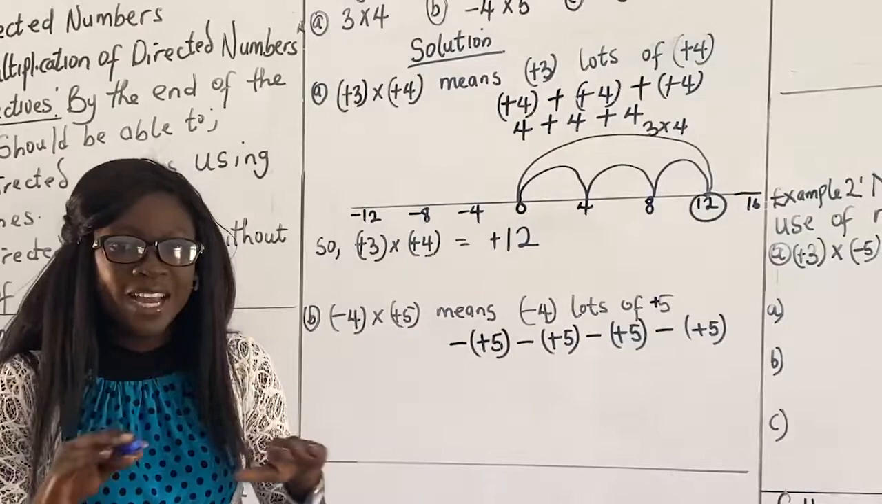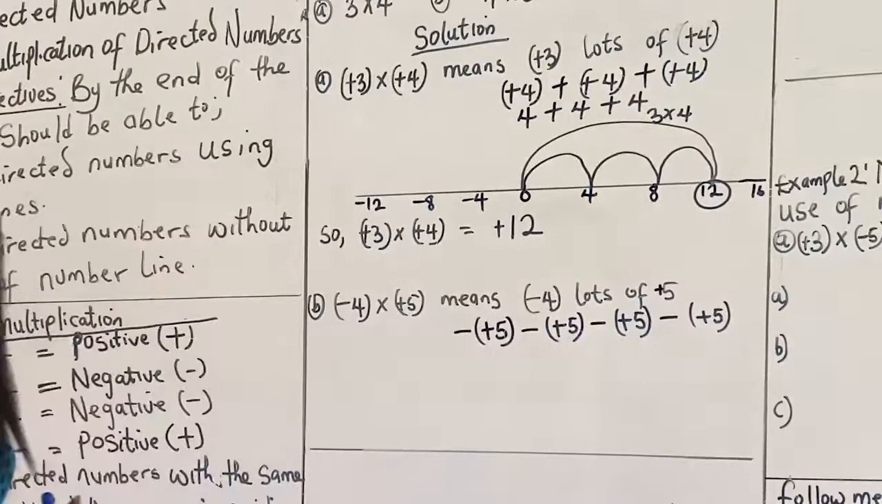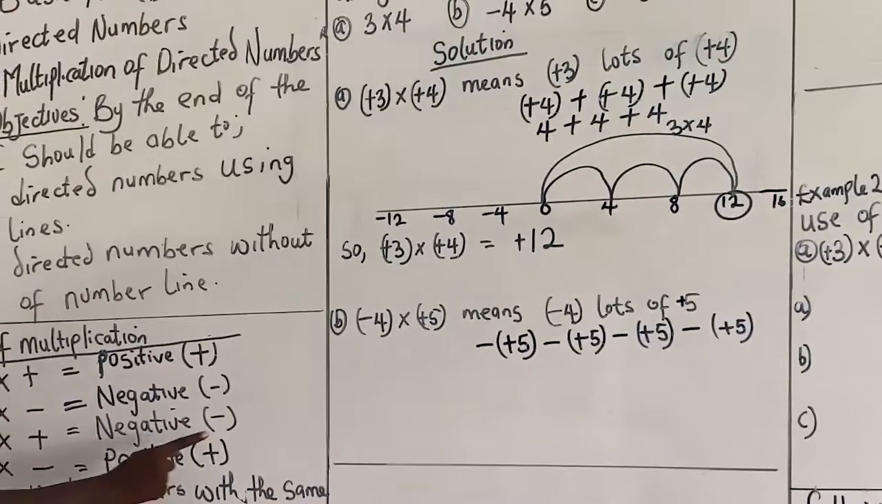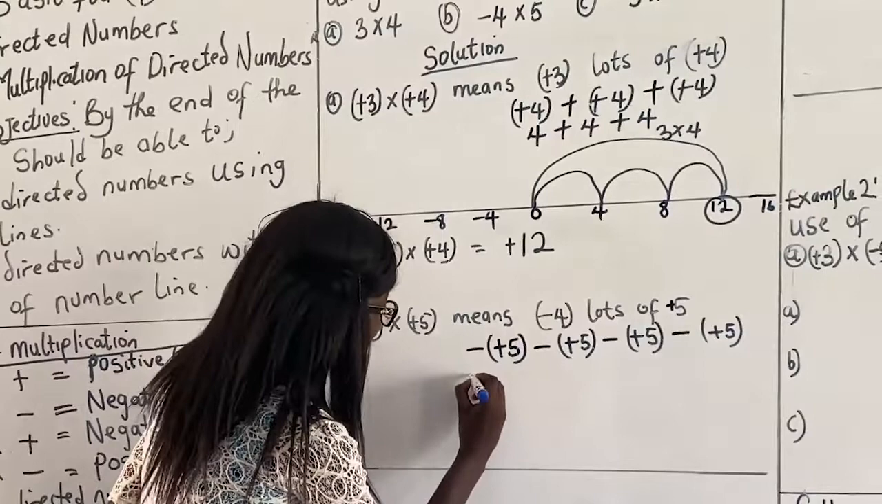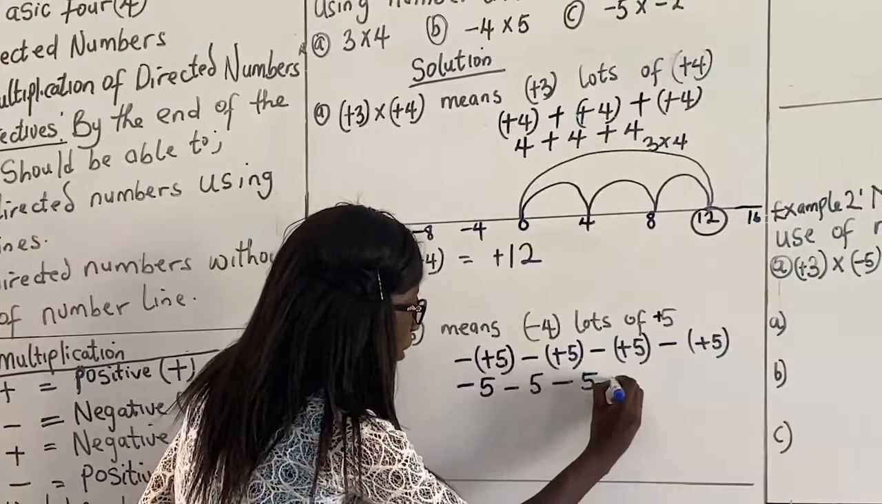Alright, so we have here negative, positive. And come back to our rule. We say when we have negative, positive, our result will be what? Will be negative. So I remove the brackets. I will have here negative 5, minus 5, minus 5, minus what? 5.